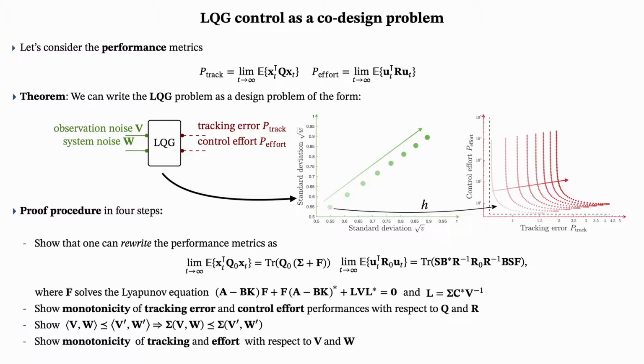First, we rewrite the performance metrics in explicit form, noticing that they depend on the solution of a particular Lyapunov equation. Second, we show the monotonicity of tracking error and control effort with respect to the weighting matrices Q and R for the LQG problem. Third, we show monotonicity of the solution of the Riccati equation for estimation with respect to the noise covariances V and W. Finally, we can show monotonicity of the performance metrics with respect to the noise covariances.